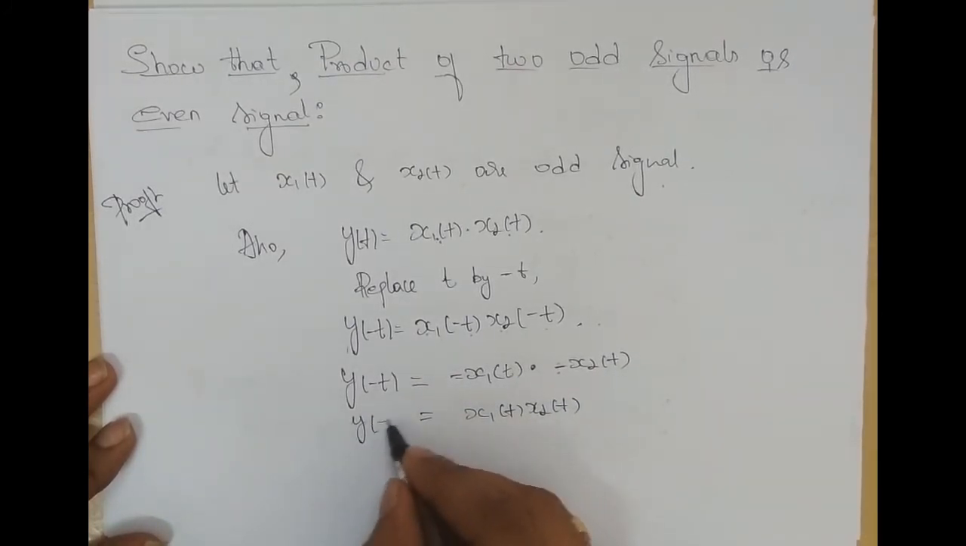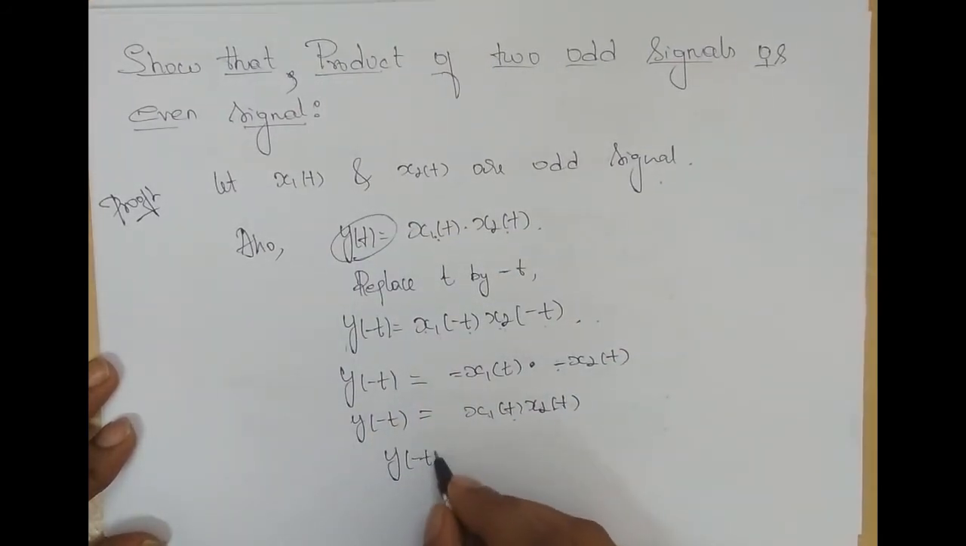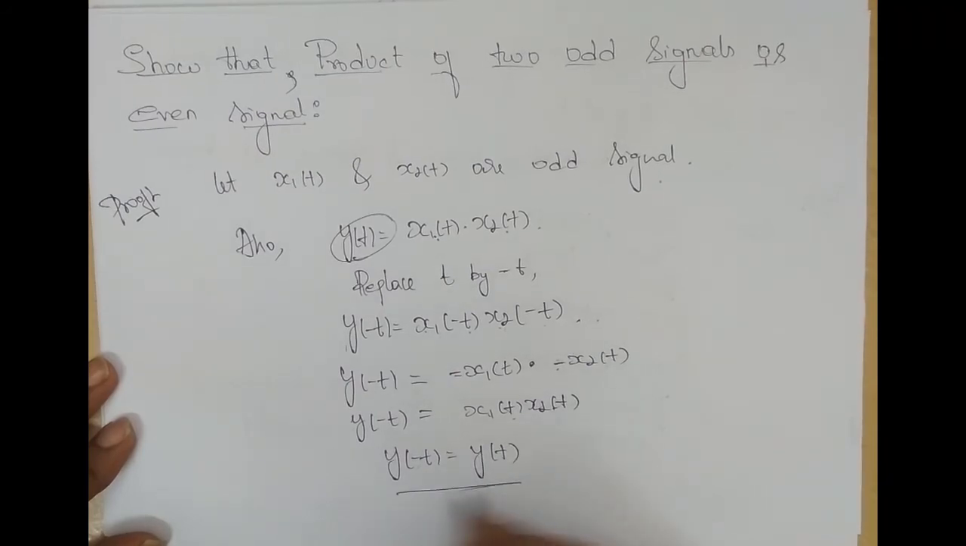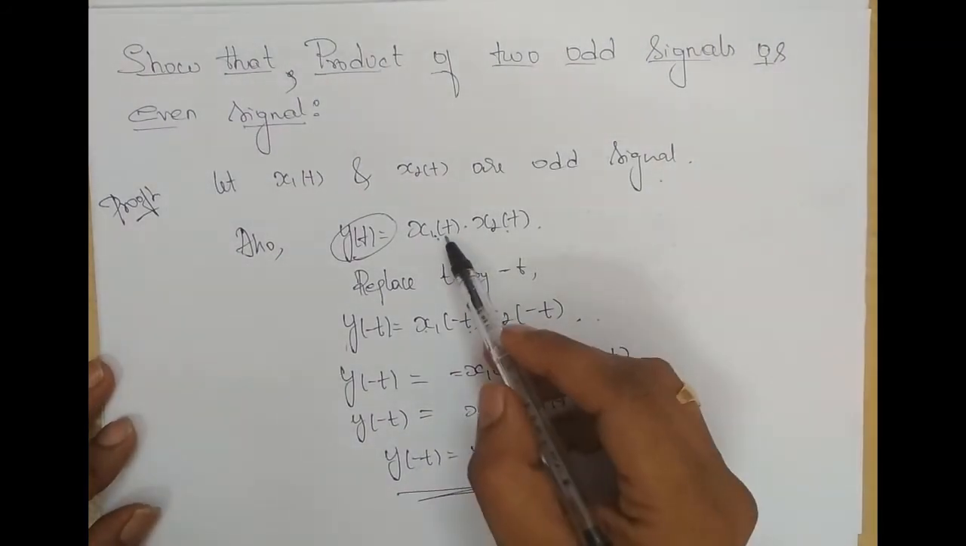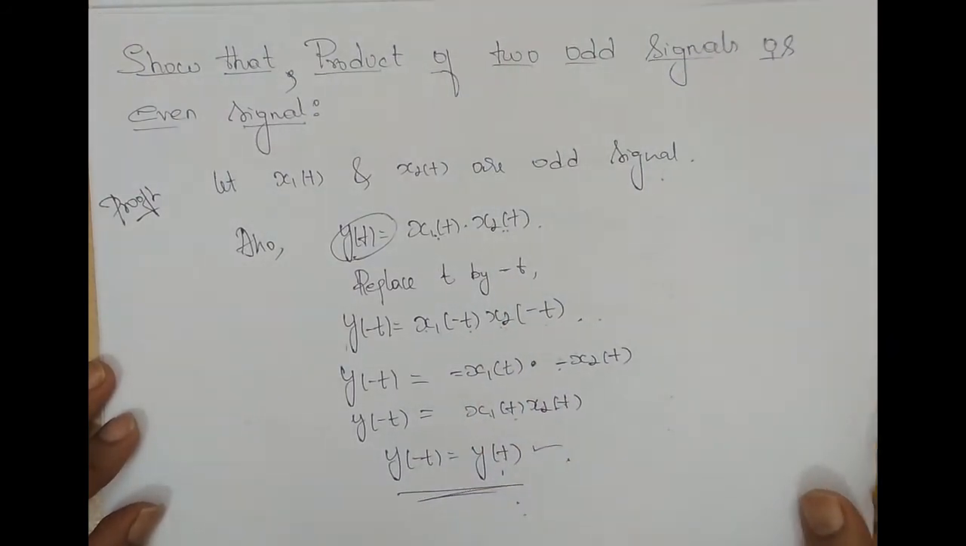What is the left hand side? y(-t). But what is x1(t) into x2(t)? It is y(t), right? So y(-t) is equal to y(t). And what is this condition? This condition is for an even signal, right? So therefore, the product of two odd signals results in an even signal. Fine.